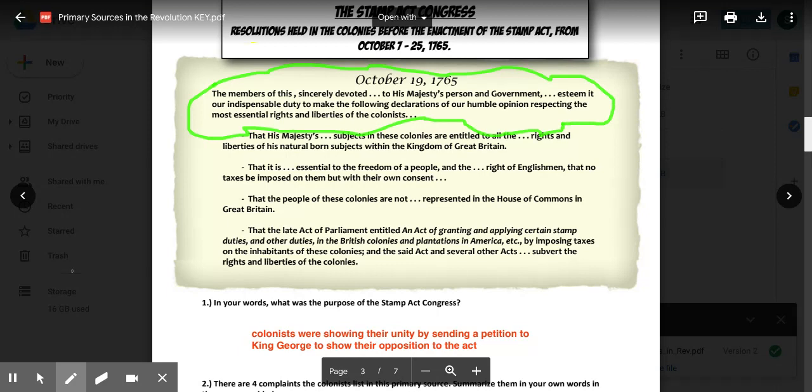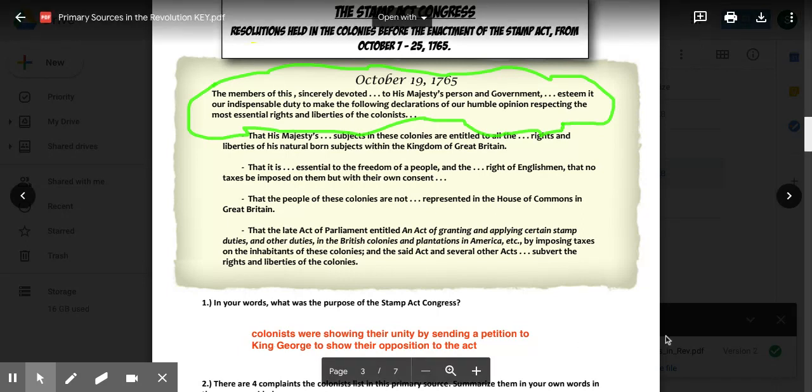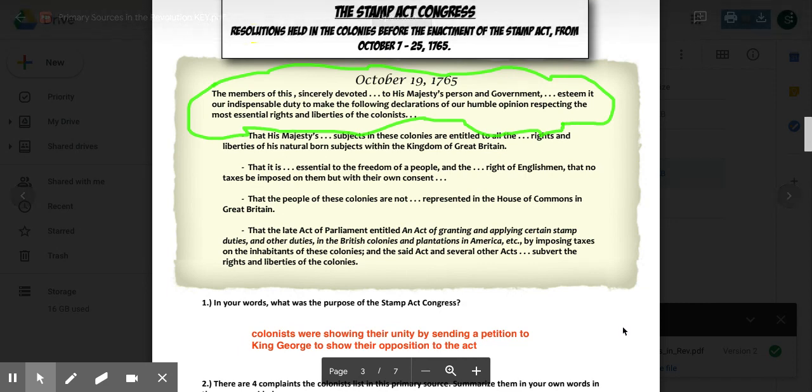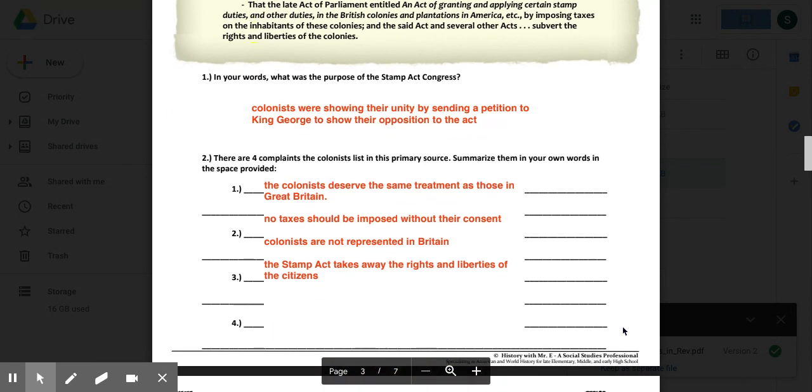All right, you know what that first paragraph is saying? All it's saying is this in a very simple way. The colonists are saying that they feel like it's their duty, that it's their right to declare to the British government their opinions about how their rights and liberties are not being met. That's all. So that first paragraph is all it's saying is that we as the colonists feel like it's our duty, our devotion to make our opinion known to the British government that our rights and liberties as colonists are not being met. So that's the same way as saying the colonists are showing their unity, meaning their togetherness, by sending a petition to King George to show their unhappiness with the act.